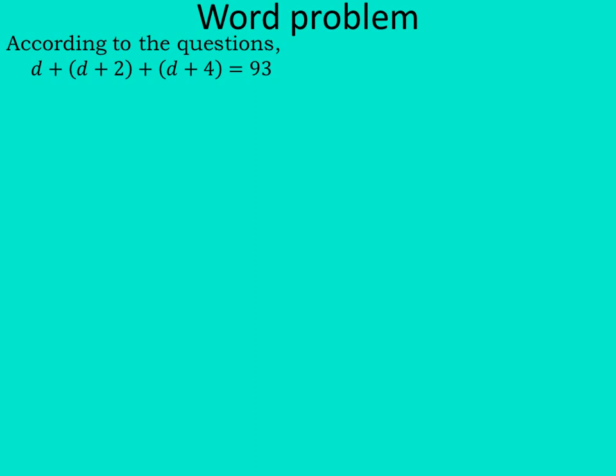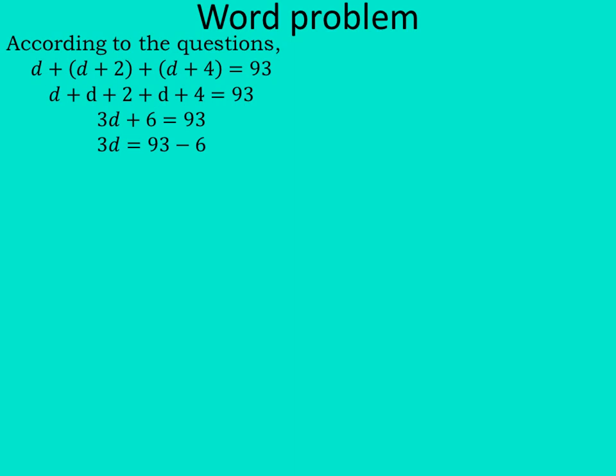So we open the brackets with plus, so we have d plus d plus 2 plus d plus 4 is equal to 93. When we add up all the d's on our left hand side, we have 3d. 2 plus 4 will give us 6. So we have 3d plus 6 is equal to 93. So here we collect the like terms.